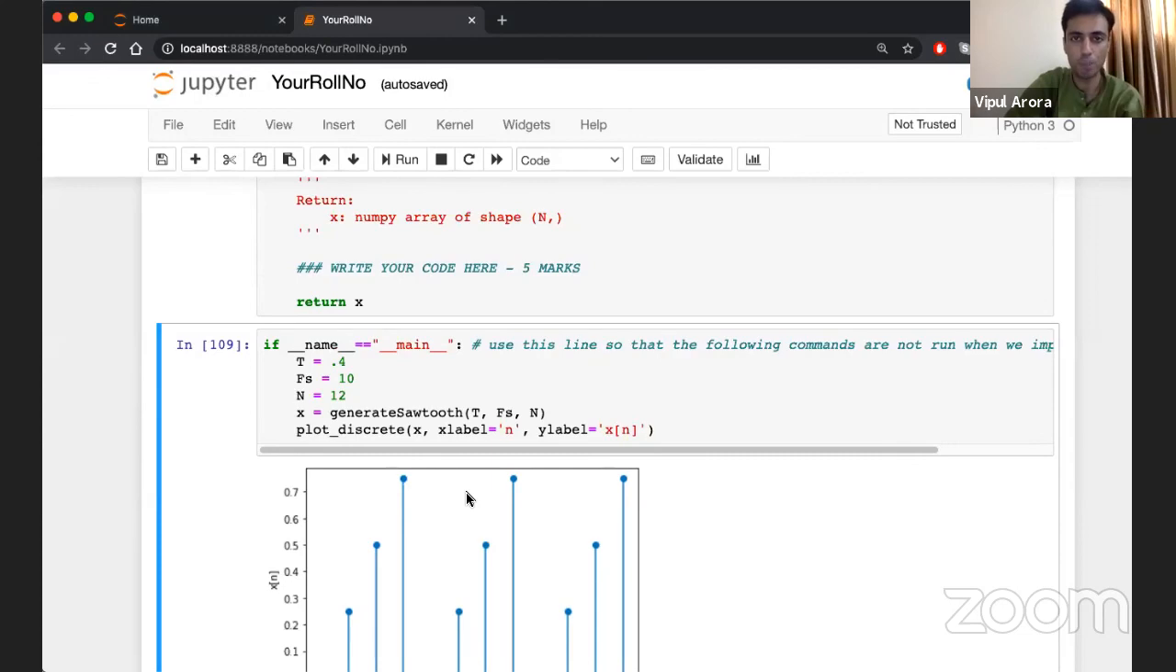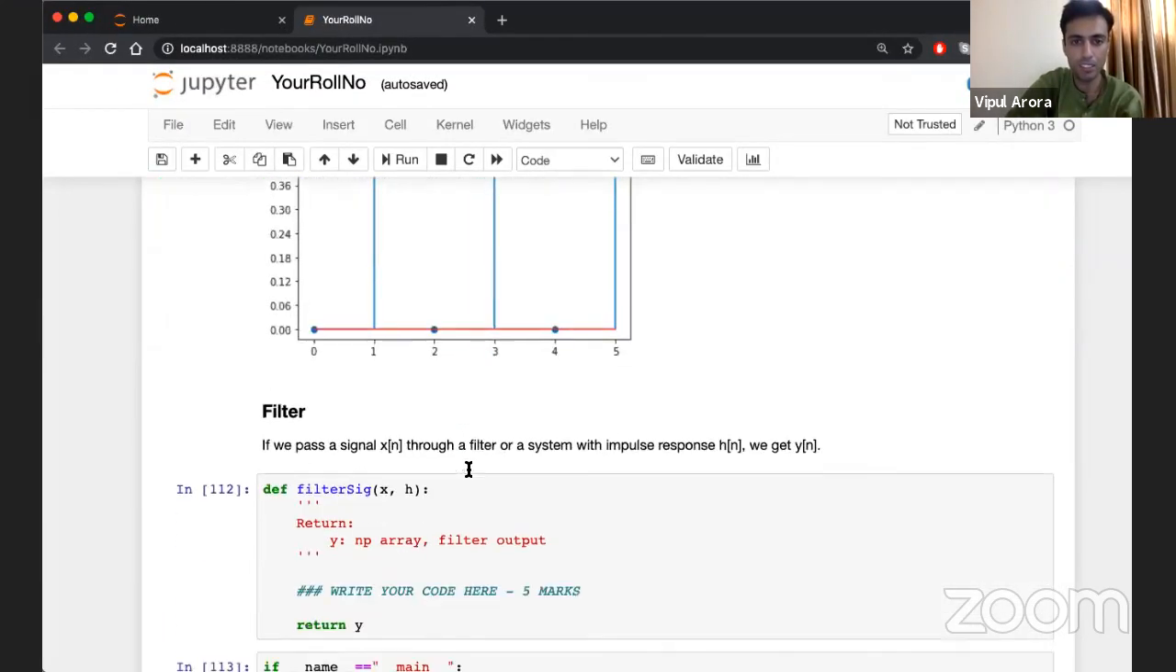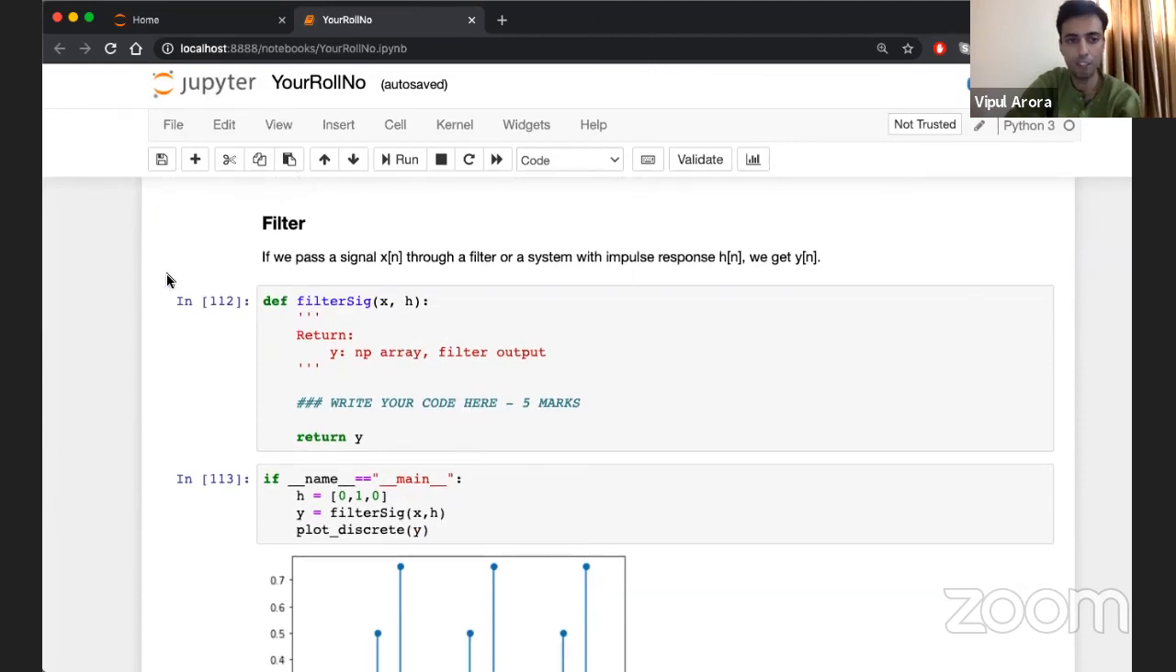Okay, I think we can stop here. I think all these things are very self-evident. If you have any questions, please ask on the forum so that everybody gets to know the answer. Like today we found one thing that FS should be in hertz, which is not mentioned here, but somebody can post on the forum so that everybody knows it.